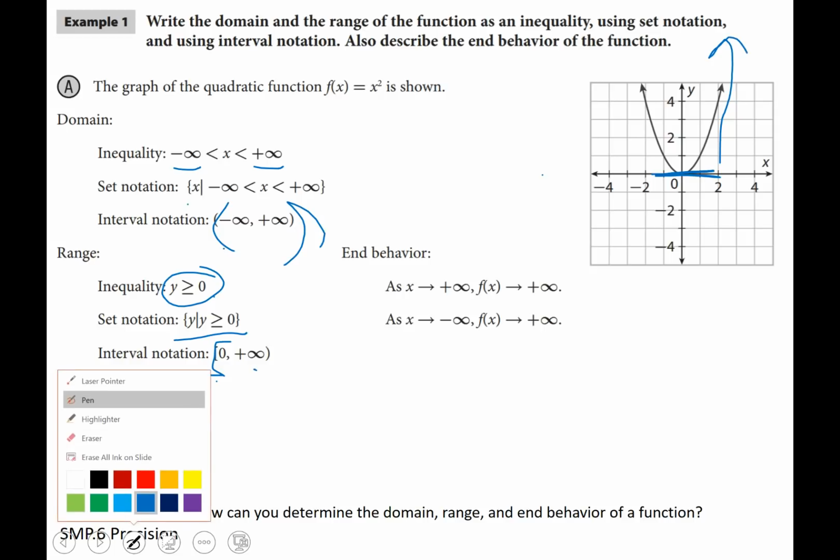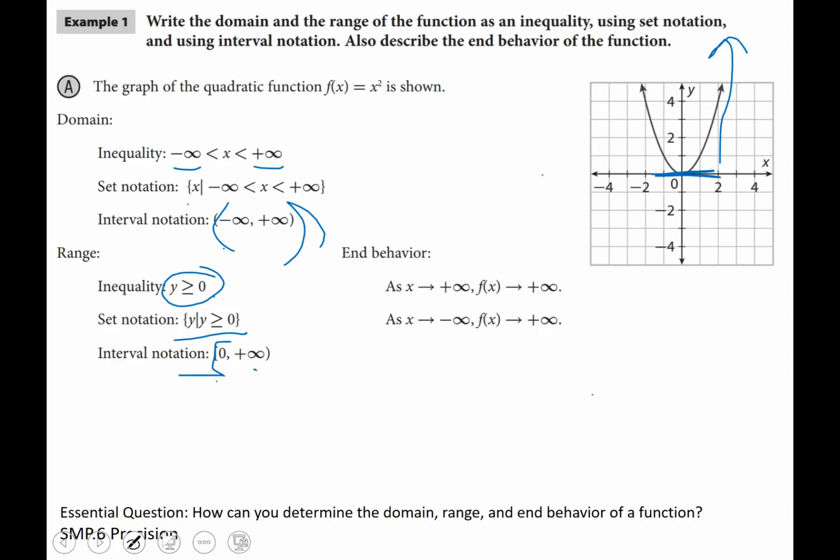All right, the next part is the tricky part, so I'm going to change colors. All right, so this is talking about the end behavior. So as my x value is going to the right, as it's going towards positive infinity, the arrow indicates that the y value, or the f of x, is also going to positive infinity.